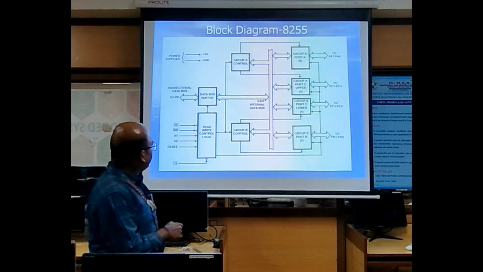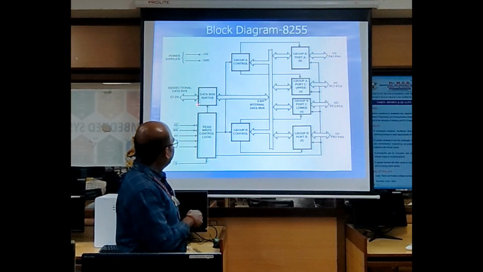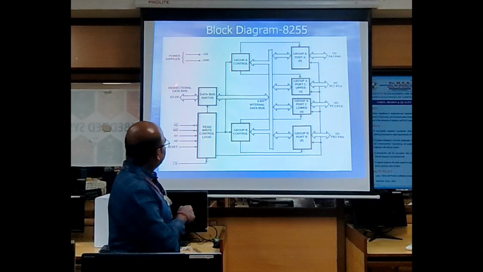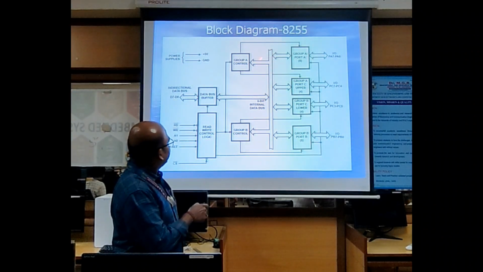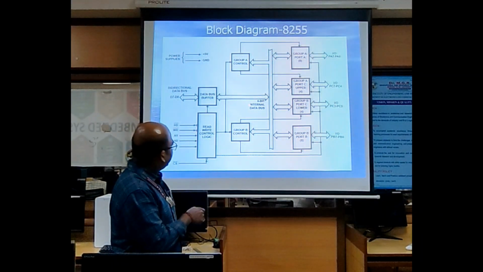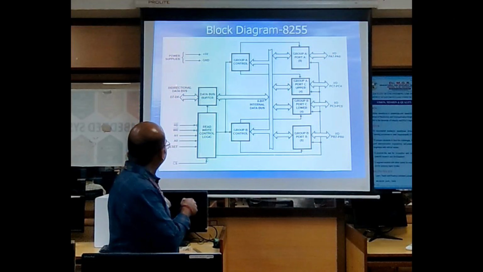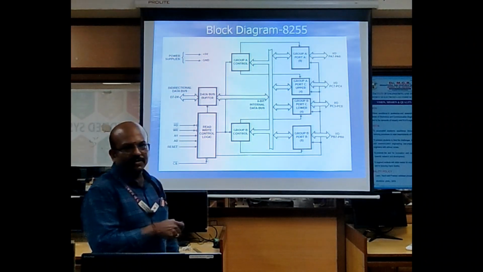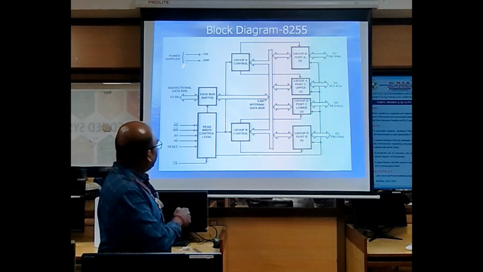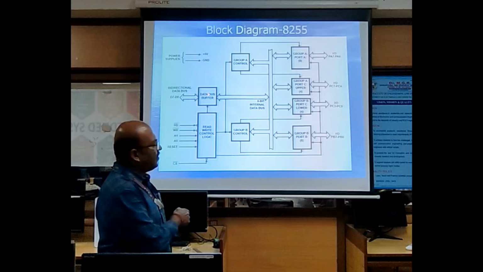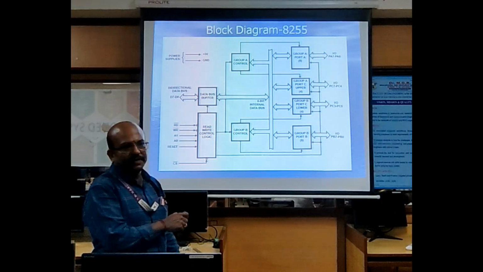For the data bus buffer, we can write 3 points. It is a bidirectional buffer, right? Bidirectional means processor to 8255 and 8255 to the processor. It's mainly used to connect the internal data bus of this interface with your system data bus. System data bus means your processor data bus. Any data can be transferred between the processor and this 8255 through this buffer only.